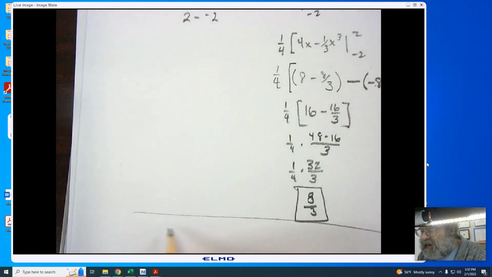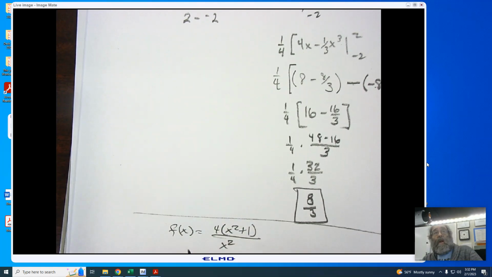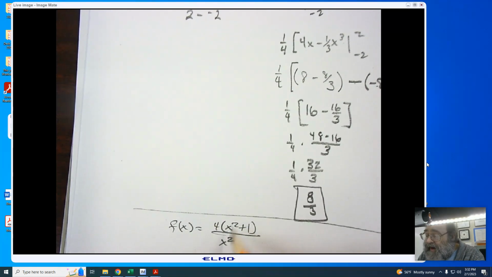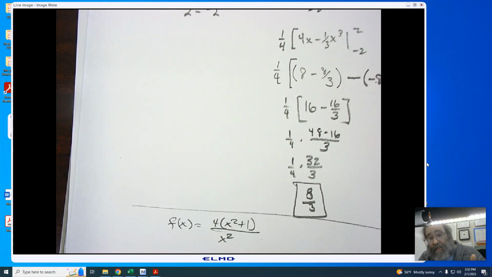Number 2 is giving me an f of x, and the f of x is 4x squared plus 1 divided by x squared. Now, you'll notice in this function, we do have powers of x that are equal, so we're probably either going to have to do long division or separate it into 2 functions and simplify. All right. Let's just go ahead and see how that's going to work.